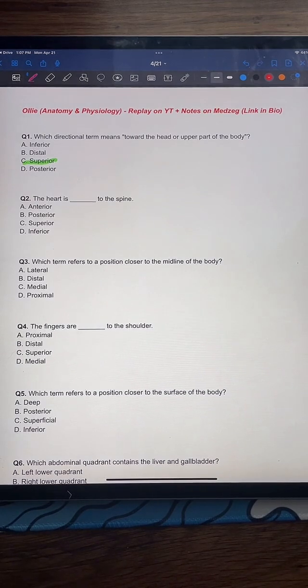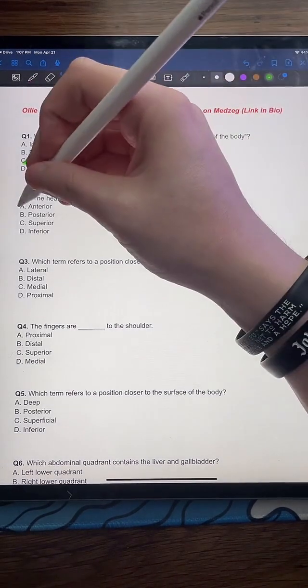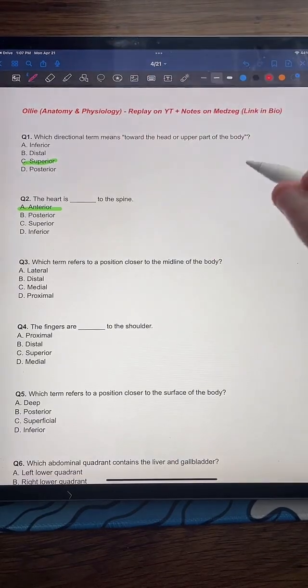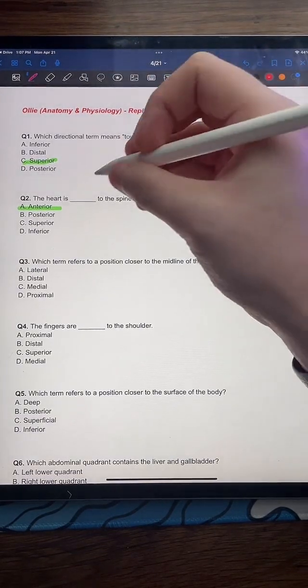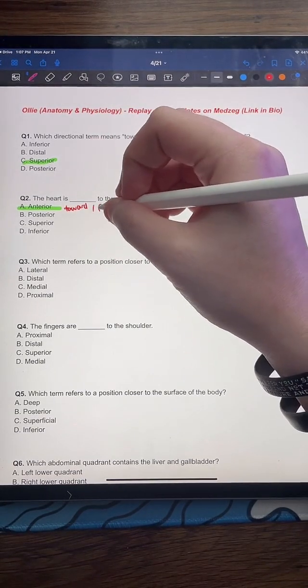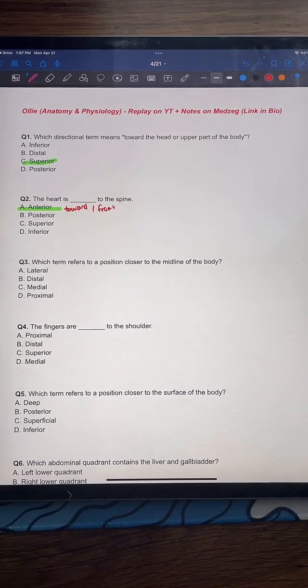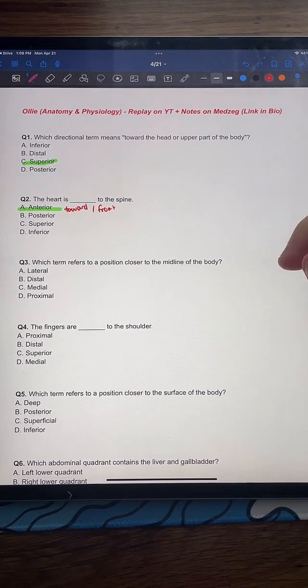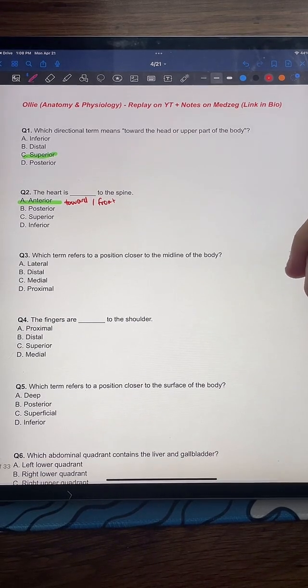Number 2, the heart is anterior to the spine. So anterior means toward or in the front. So the heart is in the front of the spine. B, posterior, that means toward the back. So the spine would be posterior to the heart. Superior again, meaning toward the top. Inferior meaning below.